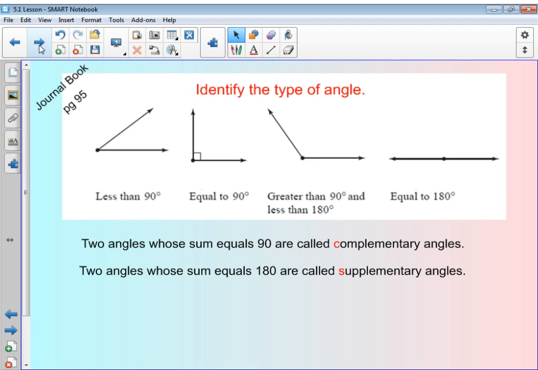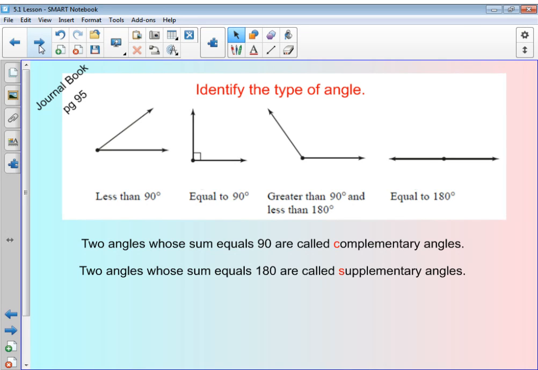To start out with this lesson, you're going to want to open up your practice journal to page 95. We'll be working this entire activity out of the practice journal. If you look at page 95, up at the top of the page, it's showing you some different types of angles. It says identify the type of angle, and it gives us some measurements. As you go through these angles, we're going to identify them according to their type of angle.